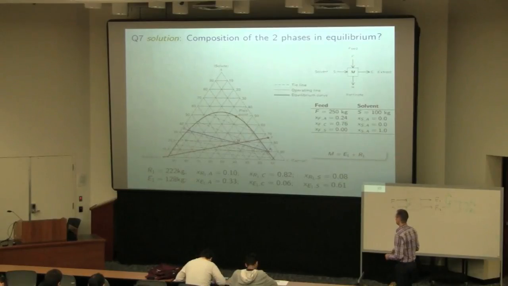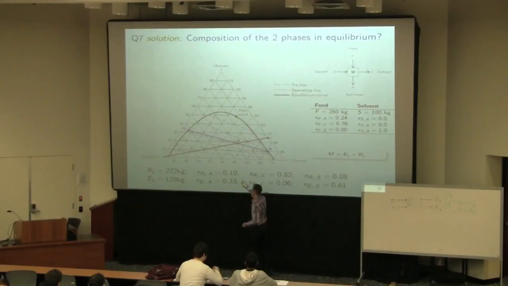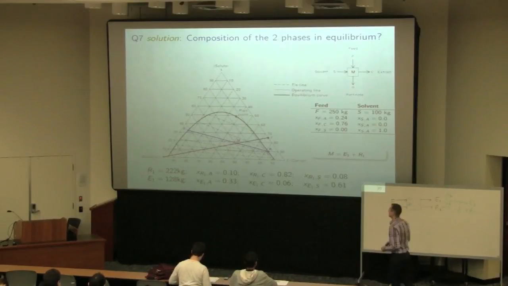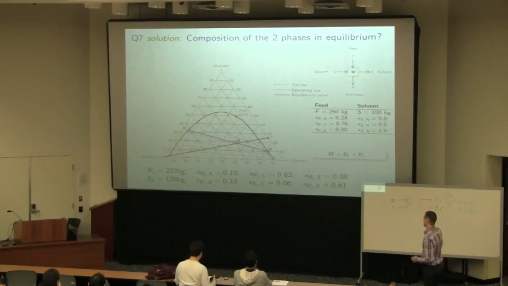And that makes sense. The raffinate stream should contain very low amounts of the solute, so it only contains 10% of the solute in this case. My extract stream here, I've estimated to be about 33% of the solute. Very low amounts of carrier in that stream, which is expected. And the extract stream contains a lot of solvent. So my extract stream has a higher concentration of solvent than R1.